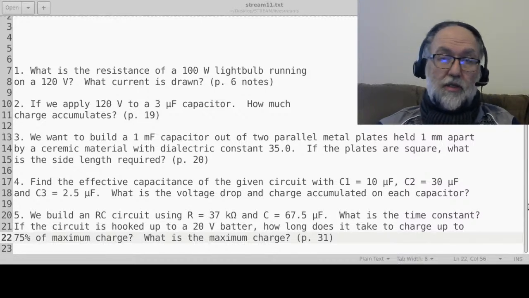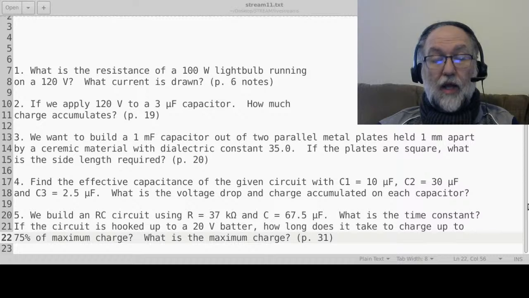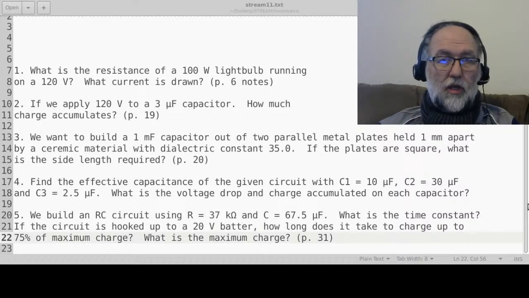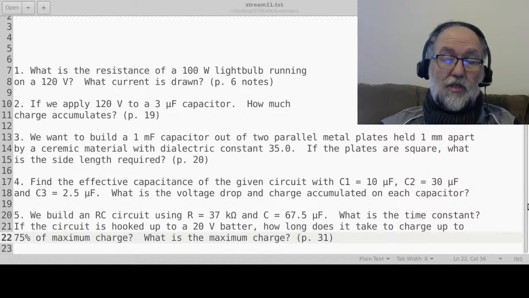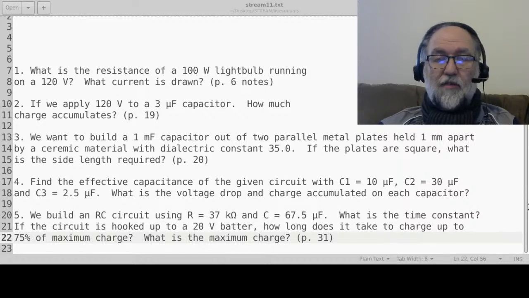So the very first question is a simple question. What is the resistance of a 100-watt light bulb running at 120 volts? That's like our incandescent light bulbs, and 120 volts is the voltage in the wall. And you go, well, how do I solve this problem? You have to realize that this is a resistance problem, obviously, because I'm asking for the resistance.